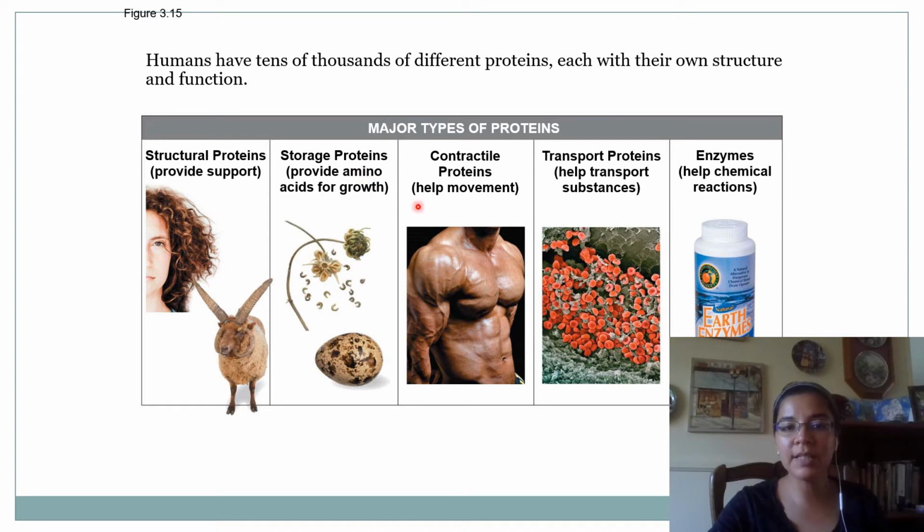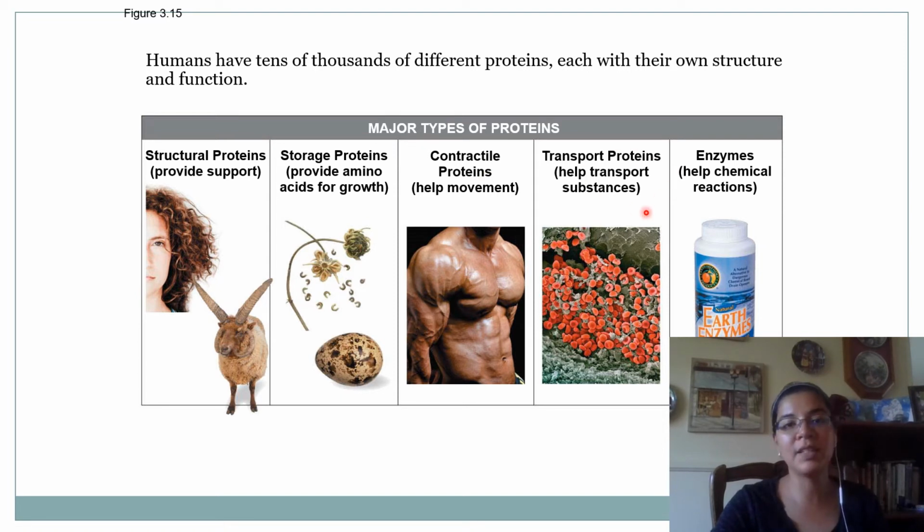We have storage proteins, which provide amino acids for growth. Here we have an egg, and the albumin in the egg, that's the white part of the egg, will act as a stored protein nutrient source. Contractile proteins, your muscles, you've heard they're protein, right? If you're going to be working out, you drink protein drinks. That's because you want the protein subunits, or I should say raw material, to build proteins in the muscle cells that allow for contraction. And so contractile proteins help with movement.